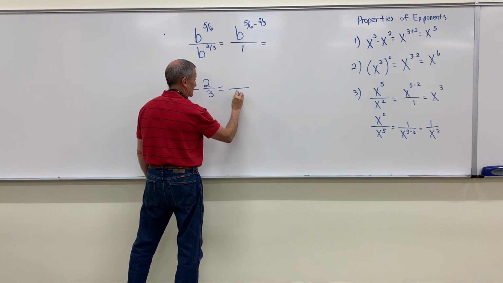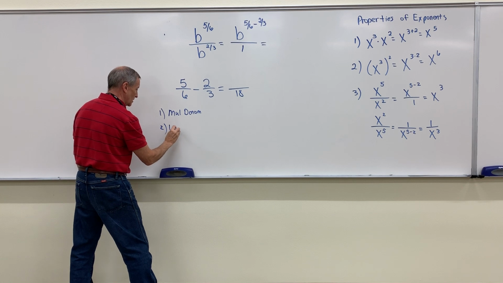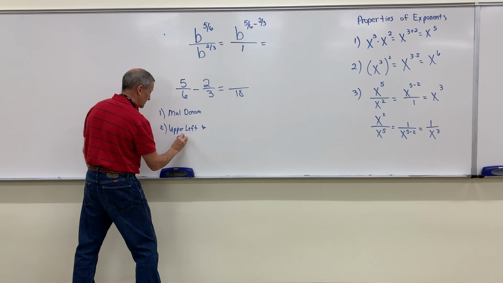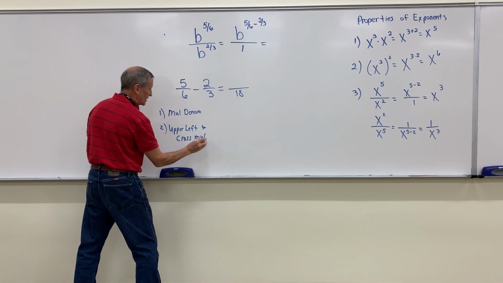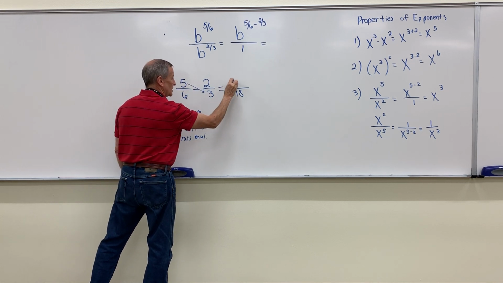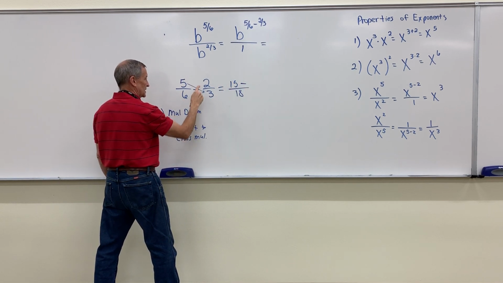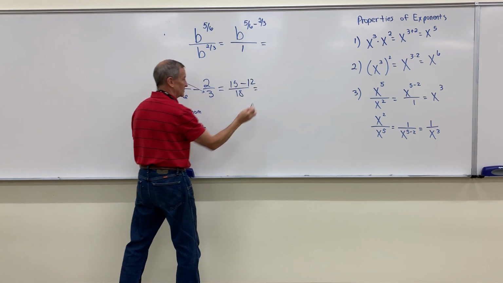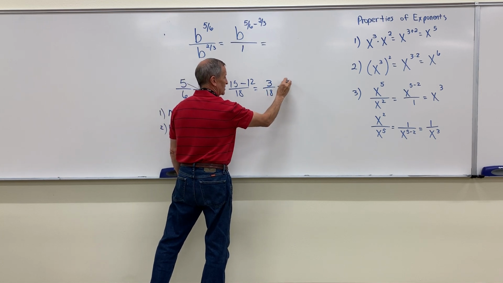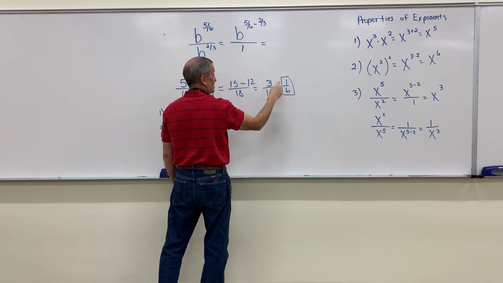6 is 18. Secondly, start in the upper left and cross multiply. So start here, cross multiply. 5 times 3 is 15. Do whatever the sign tells you. It tells me to subtract. 6 times 2 is 12. I get 3 over 18. That's not simplified. Both divisible by 3. I get 1/6. So 5/6 minus 2/3 is 1/6.